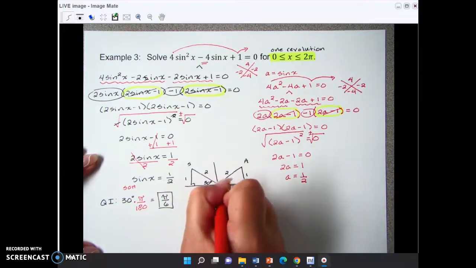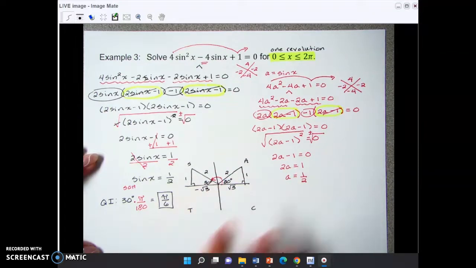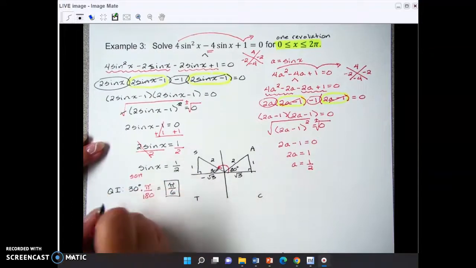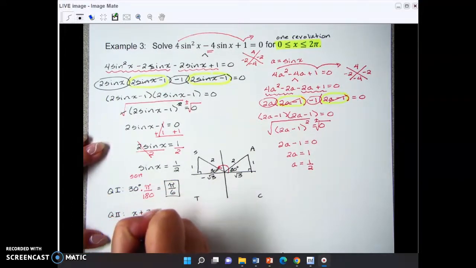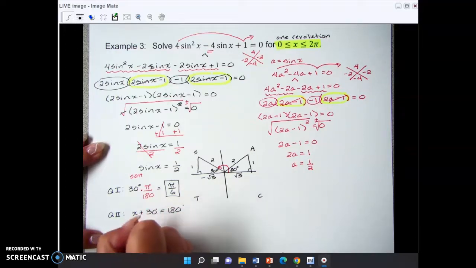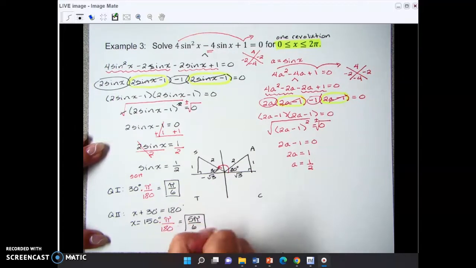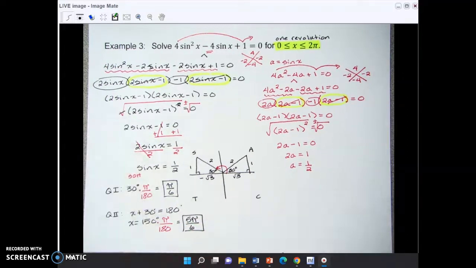And then for the second quadrant answer, we're looking for this angle in standard position. So for quadrant 2, let me move this up a little bit. So quadrant 2 is saying what angle measure plus 30 gives me 180. So that means that x is equal to 150 degrees. And so if I multiply that by pi over 180, then 150 over 180 reduces to 5/6. So we get 5 pi over 6 as our second answer.